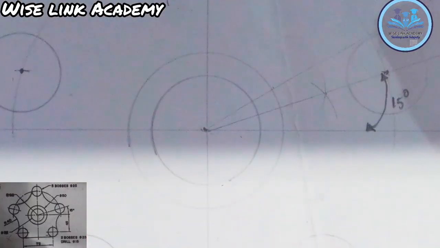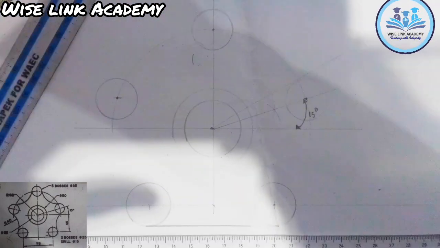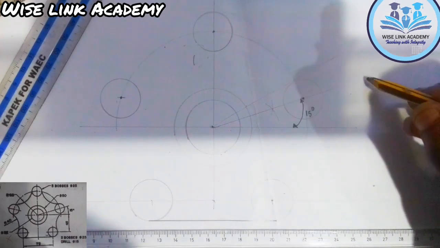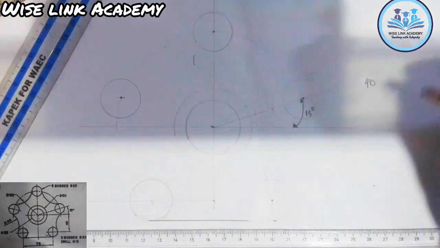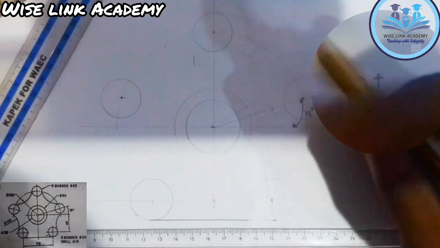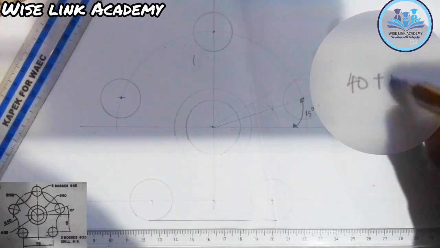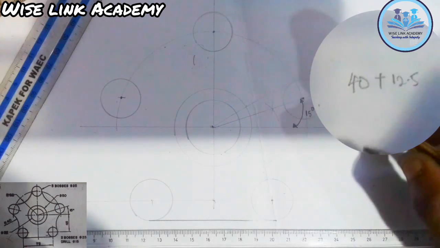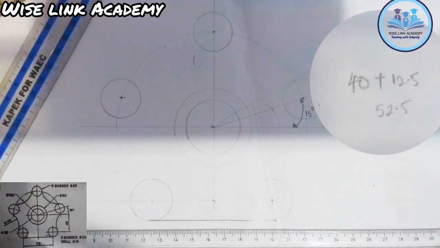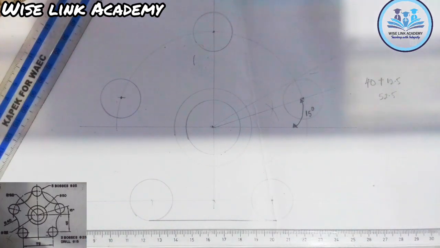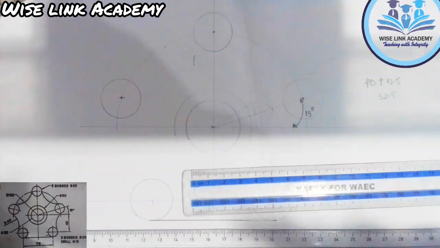That will be 40. It will automatically be, let me show you. That will be automatically 40, the real arc of the circle, plus, we have all the circles having a diameter of 25. So that is what? 12.5. If I add them together, I'll be having 52.5. Am I right? So now I'll measure 52.5 from my meter rule. 52.5. Let me show you.